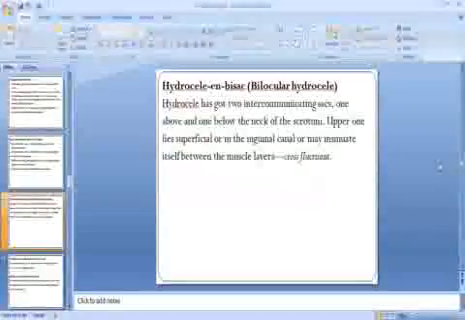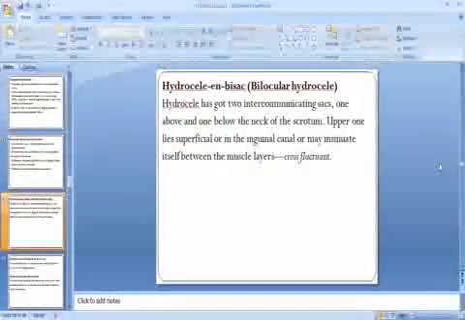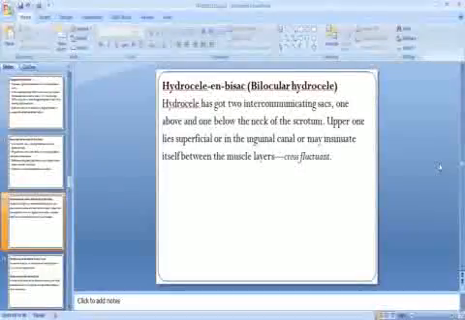Hydrocele and bilocular hydrocele. Bilocular hydrocele has two independent communicating sacs, one above and one below the neck of the scrotum. The upper one lies superficially in the inguinal canal or in the cell between the layers.